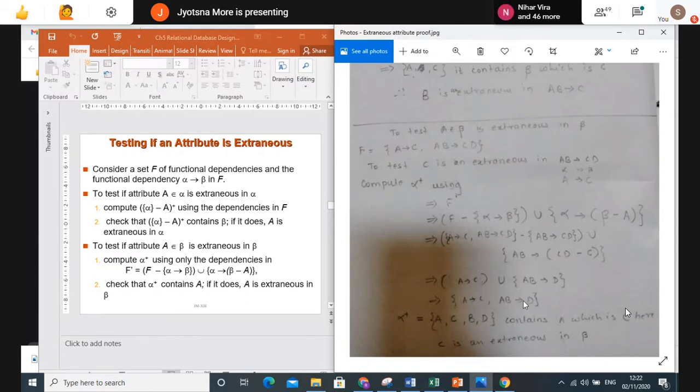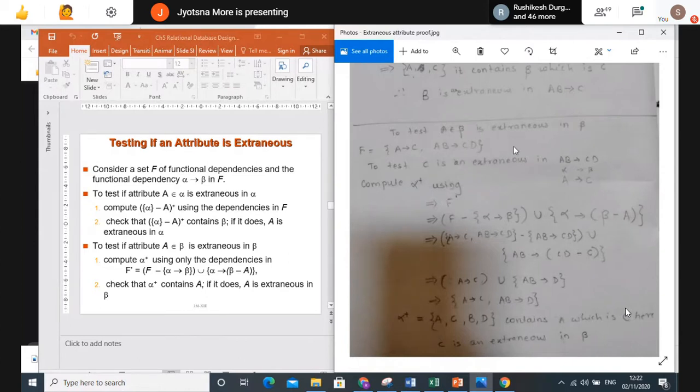After the solution, what I am saying: based on this, my alpha plus will be all the attributes which are present in this functional dependency. So I am having A, I am having C, I am having B, I am having D. Check the second point: check that alpha plus contains the extraneous attribute. If it does, A is extraneous in beta. So my extraneous attribute which I have considered is C. C is present in alpha plus. So whatever I have written, it is true.